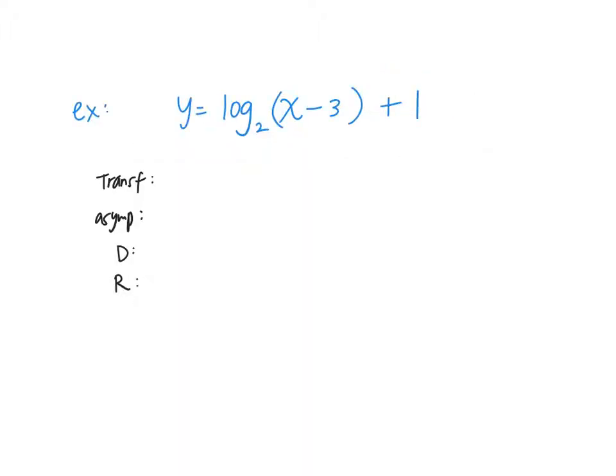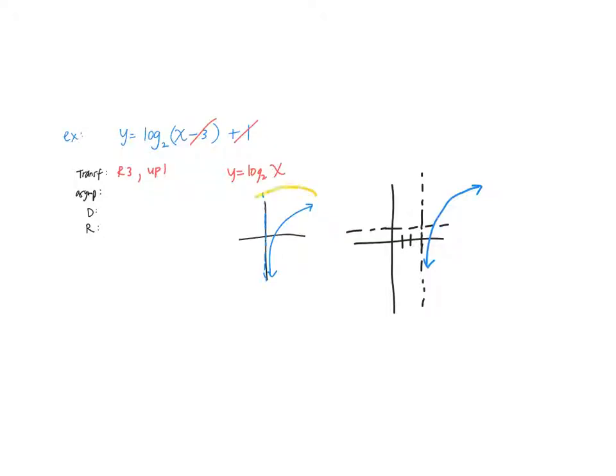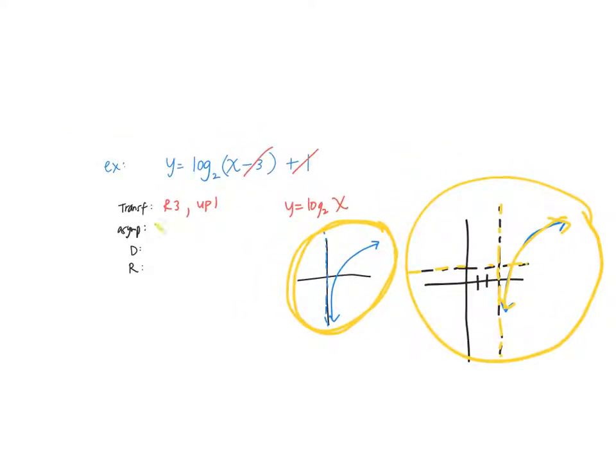Let's take a look at this example here. Notice that we went right 3, up 1. Okay, and I'm left with y equals log base 2 of x. So note that y equals log base 2 of x looks something like this. But if we graph that exact sketch from right 3, up 1, this is what our basic sketch looks like. So my asymptote is at x equals 3, because we will move the whole thing right 3. Domain is x is greater than 3, range is all real numbers.